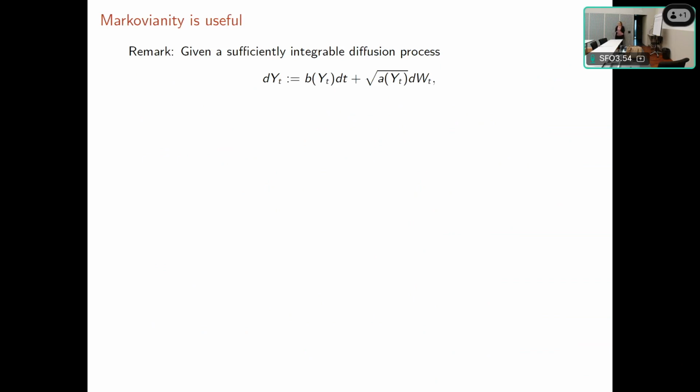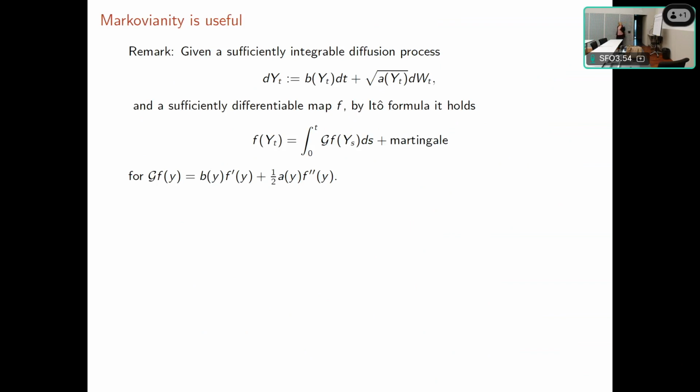Why? Markovianity is extremely useful if you want, for example, to expand expectations. Take a Markov process, a general one, something like that. Then, if you apply the Ito formula, you get something dt plus a martingale, where this something is given by this: the drift times the first derivative, plus 1/2 the second derivative times the quadratic variation. It's just the Ito formula. And so what happens? We can compute the expectation of this formula, on the left and on the right.